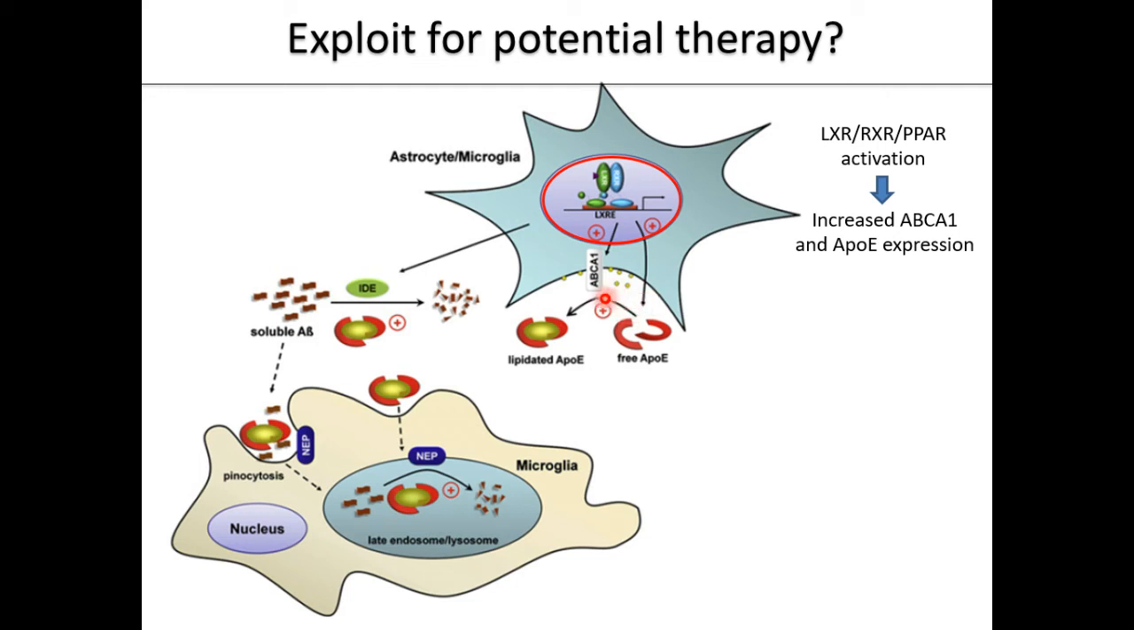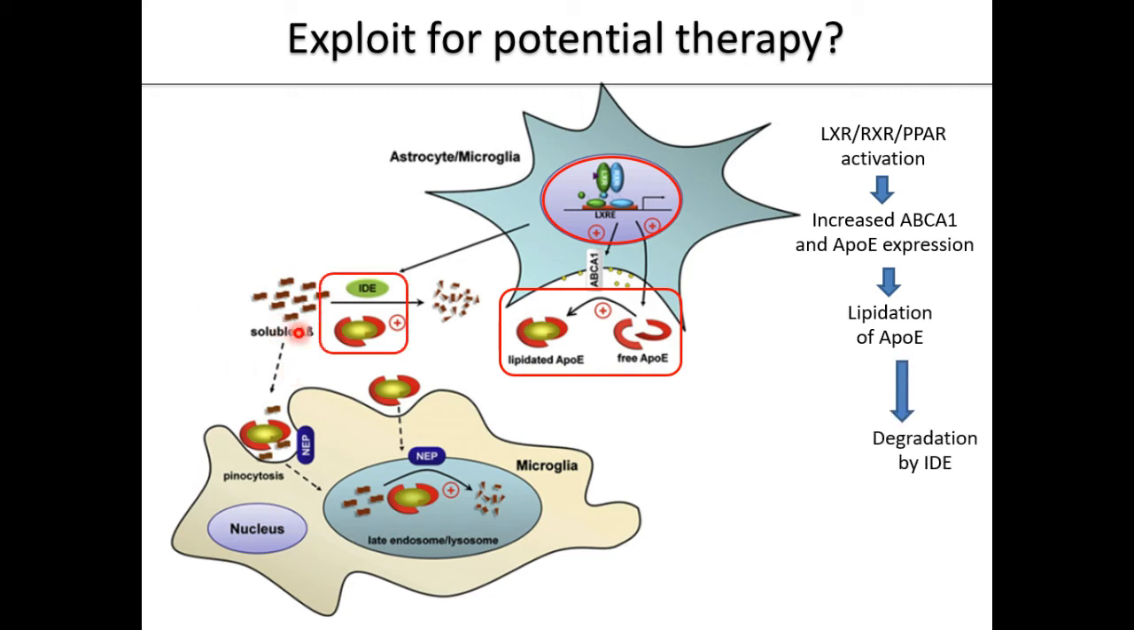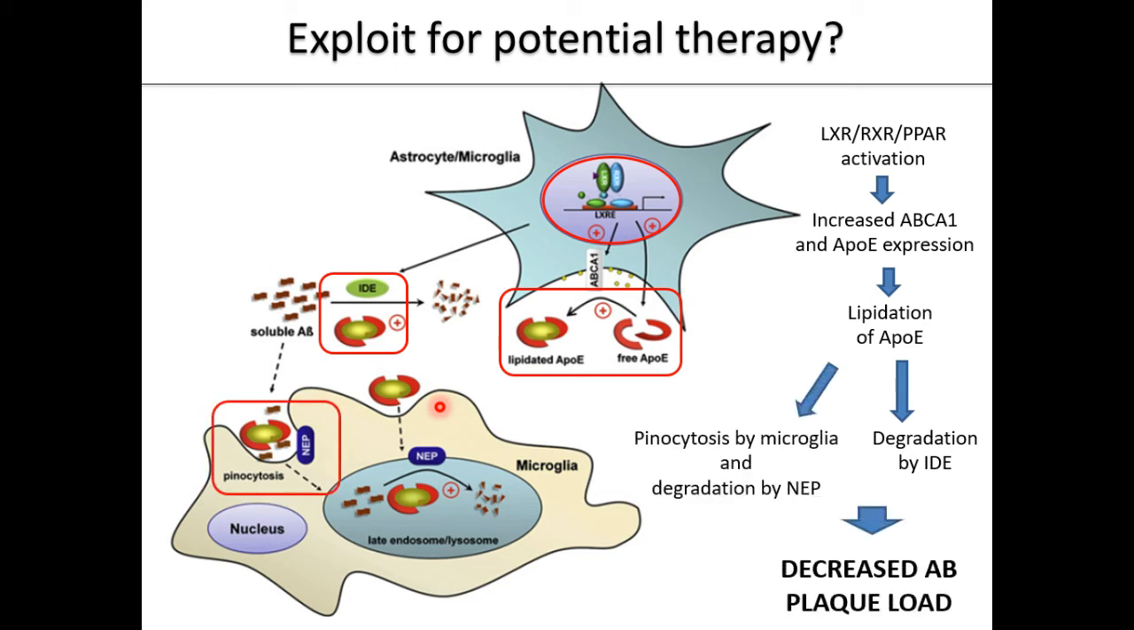ApoE is important because it will bind to and become lipidated, and this process, after it becomes lipidated, is further enhanced. So if you can increase the levels of ApoE by activating these LXR, RXR motifs within glial cells like astrocytes and microglia, that would increase the levels of ApoE. We can further lipidate the ApoE, and that will help in both of these processes that you see here on the left, on the bottom of this particular diagram. And again, that will further enhance the degradation by insulin-degrading enzyme, etc. And this is what we want. Overall, we want to decrease the amyloid beta plaque load.